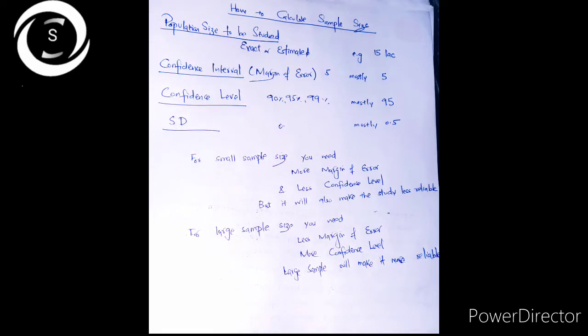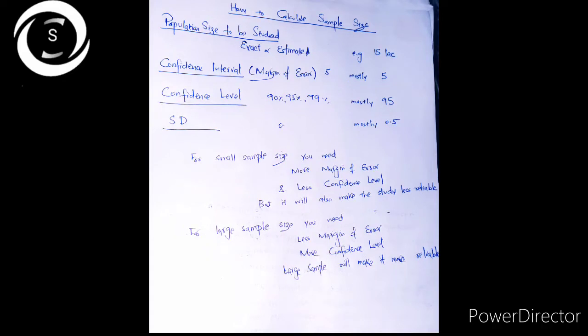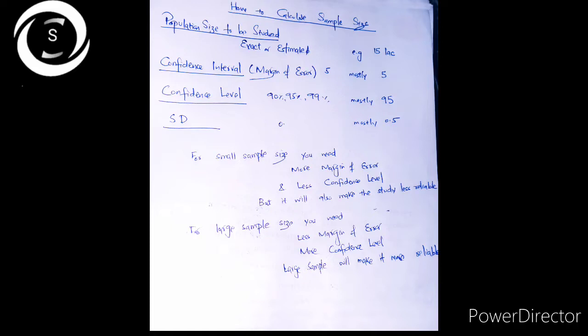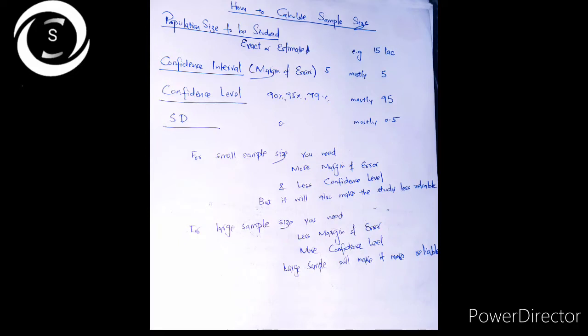So the larger your sample size, the more confident you will be that your results truly reflect the population under study. Most commonly used confidence levels are 90, 95 and 99. As you increase the confidence level, the sample size also increases, validity and reliability also increase, but cost and time also increase. Now what is confidence interval or margin of error?